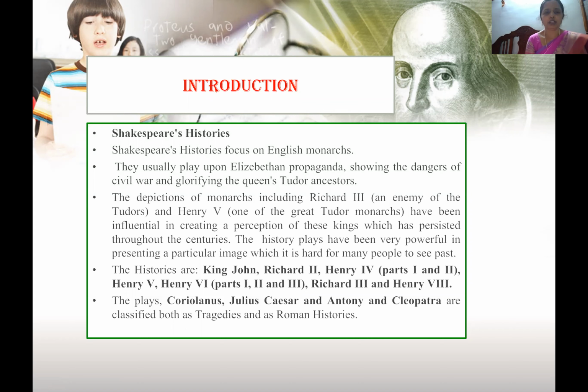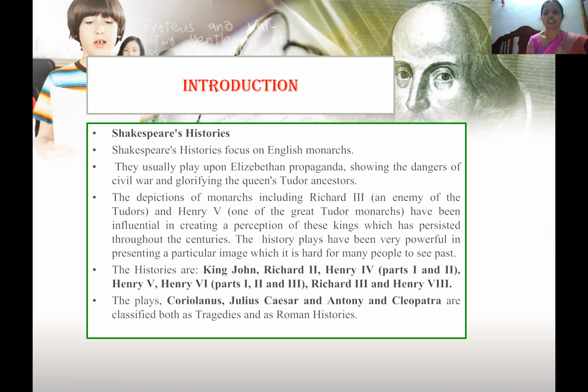They usually play upon Elizabethan propaganda, showing the dangers of civil war and glorifying the Queen's Tudor ancestors. The depiction of monarchs, including Richard III, an enemy of the Tudors, and Henry V, has been influential in creating a perception of these kings which has persisted throughout the centuries. The history plays have been very powerful in presenting a particular image which it is hard for many people to see past.